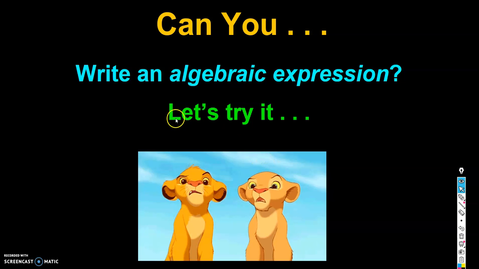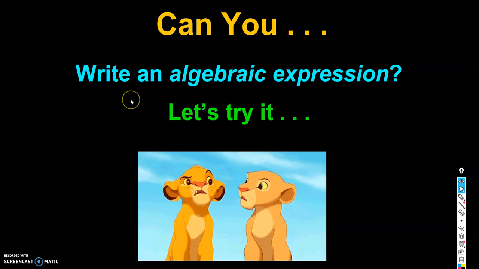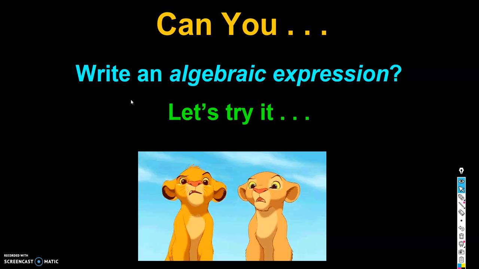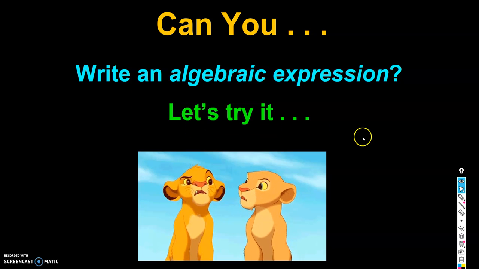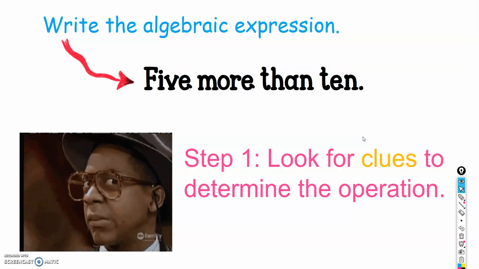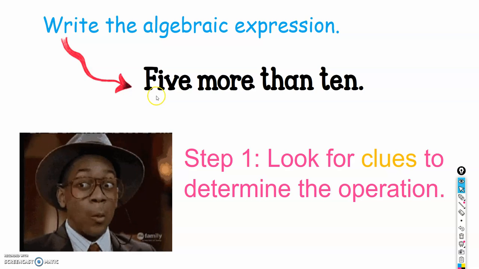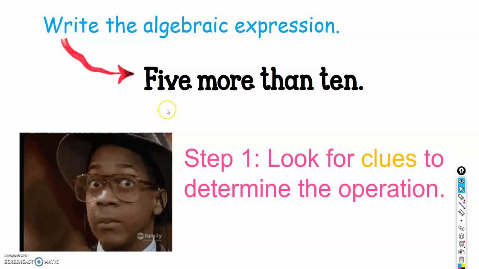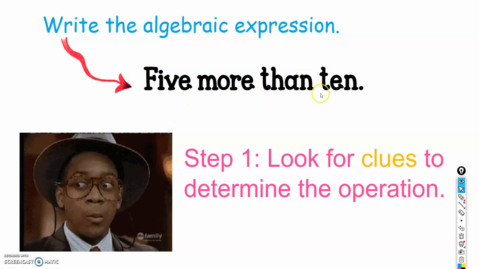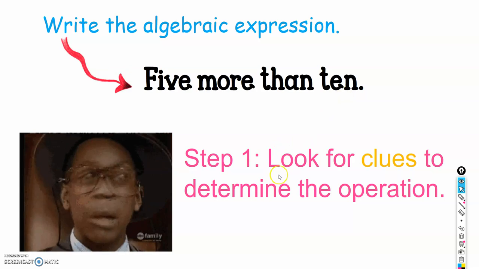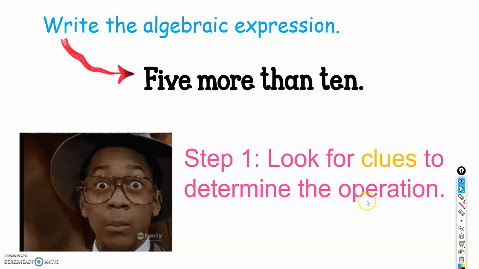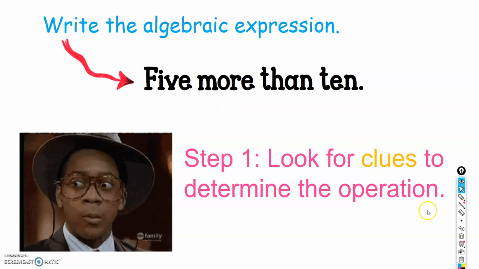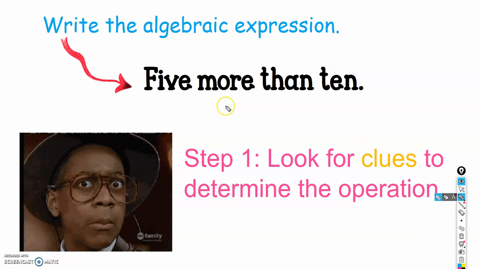So moving on, now that you understand the difference between an expression and an equation, can you write an algebraic expression? Let's go ahead and try it. I have a couple of steps, and they're not too bad. First of all, let's read very carefully. Reading's very important here, and you're kind of going to be like a detective. So, 5 more than 10. Step 1, look for clues to determine the operation. More than. That sounds pretty easy to me. If I say more than, I know I'm adding. 5 more than 10, just adding.